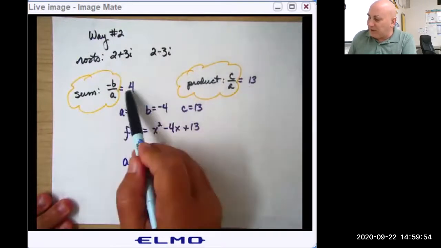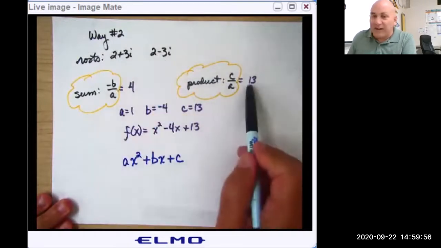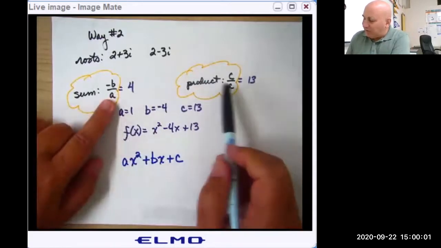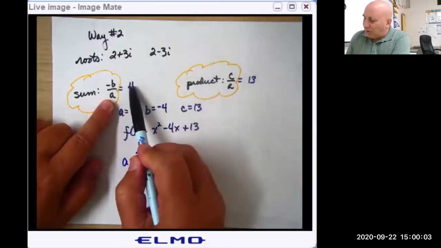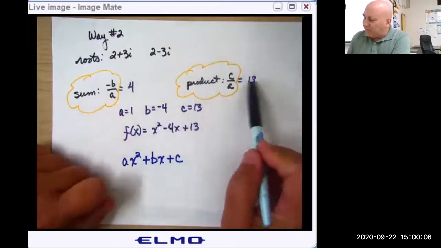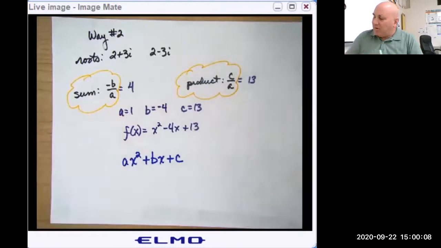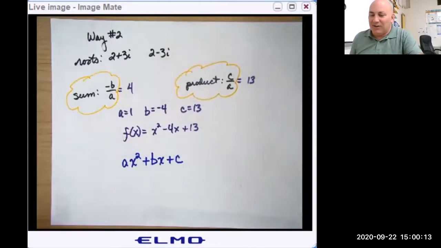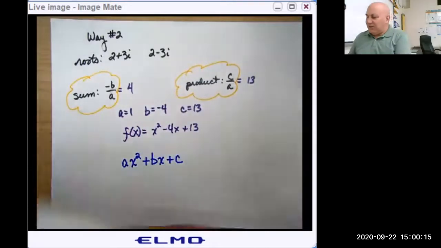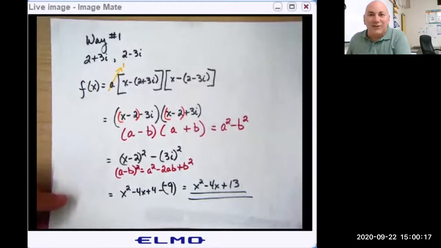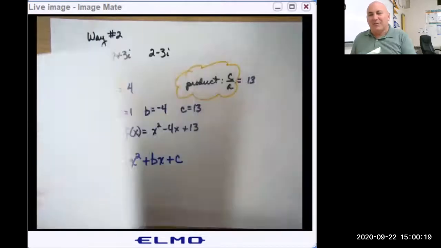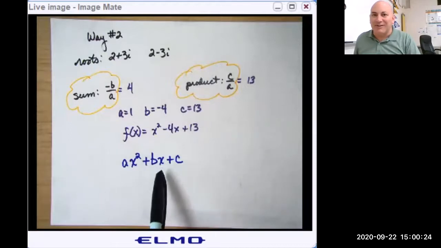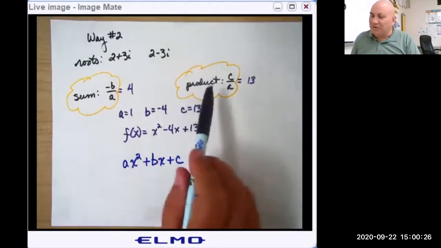Okay, add these together, you get 4. Multiply these together, you get 13. So if you let a equal 1 in each of these, then negative b is 4, so b is -4, and c is 13. Boom, there is your quadratic that has these two roots. Like I said, elegant. The other way is brute force and ignorance. I like that too, but sometimes you want to see it pretty. This is how you do it pretty. You remember these two formulas.